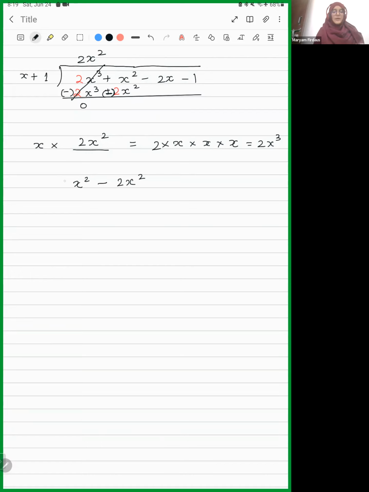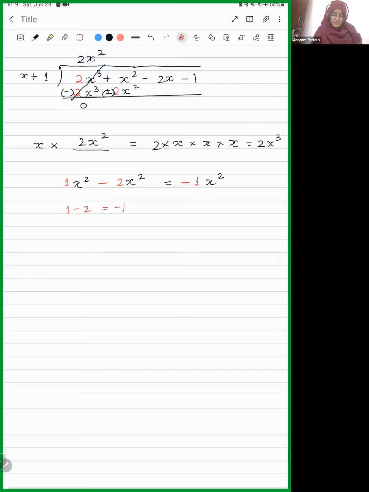What is this? It is basically 1x square. If you're not writing any number, it means there is an invisible 1 being multiplied with it. Because if you write 1 into a, this is a itself. So there is an invisible 1 over here, 1a. So this x square means 1x square. So what is 1 minus 2? Minus 1. Very good. So 1x square minus 2x square will be minus 1x square. See, 1 minus 2 is minus 1.